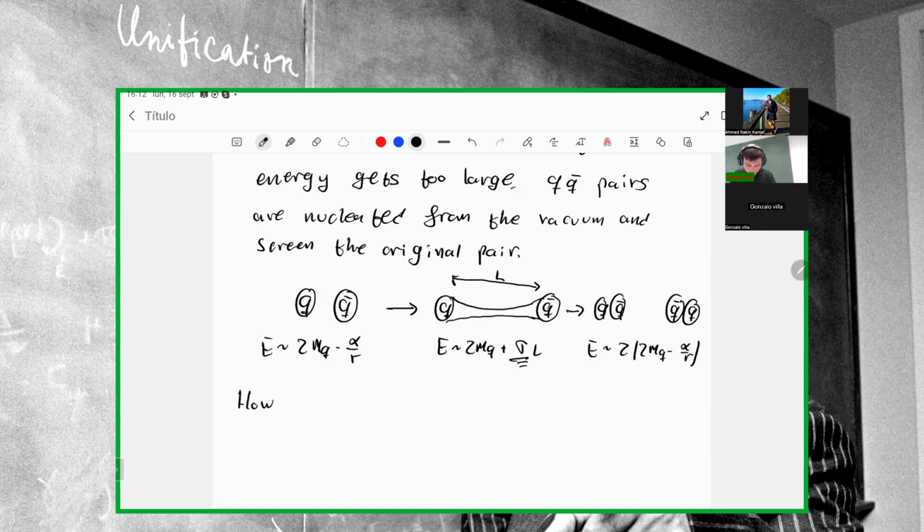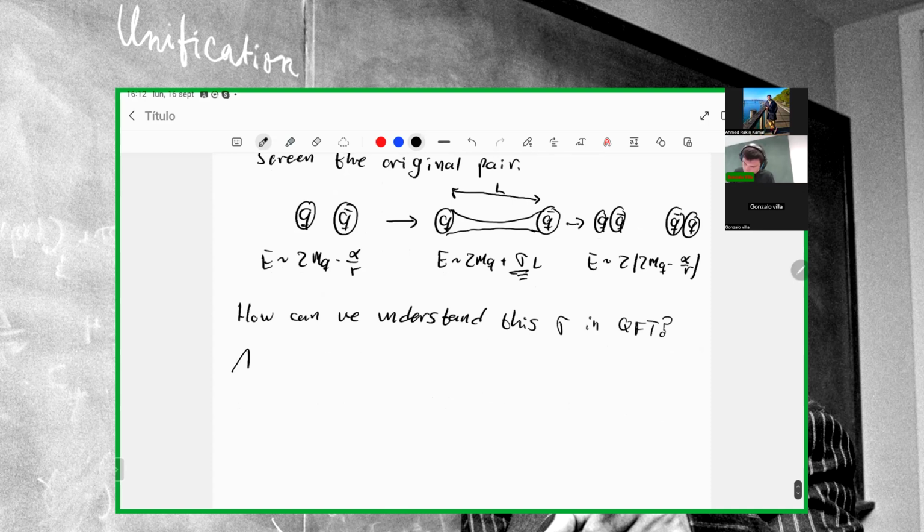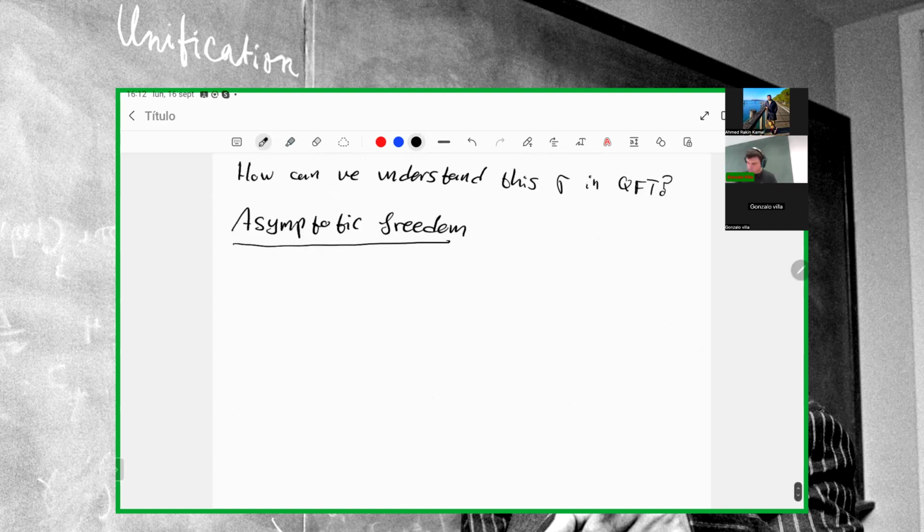So how can we understand this sigma in the framework of quantum field theory? This is asymptotic freedom. What is the main idea? What is the physics? The physics is that the coupling constants are energy dependent, that is, length scale dependent. Depending on the energy scale that I'm probing the system with, or the energy scale at which I am asking questions, I will observe that the coupling is stronger or weaker.